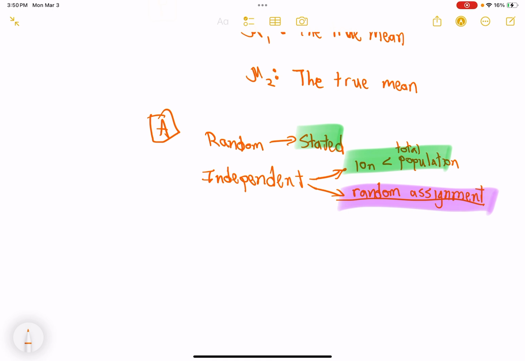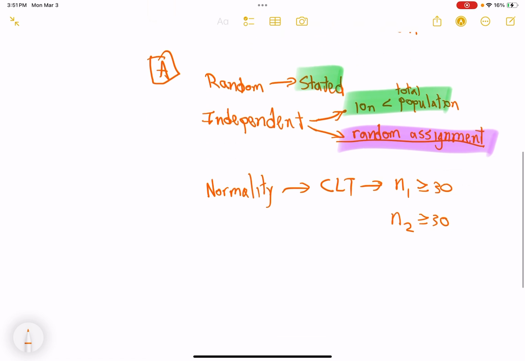Other than that, we lastly need to check for normality. Now remember, we are not doing the large counts conditions because we're doing means, so we will use the central limit theorem, and what that states is n1 must be greater than or equal to 30, and n2 must be greater than or equal to 30. Remember, the other option is if the sample data is approximately normal. And of course, what that means is no huge skew and no outliers.